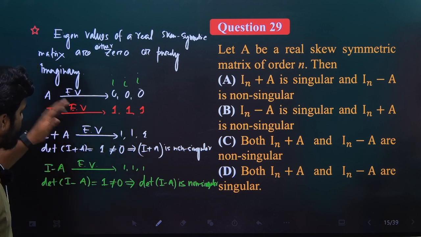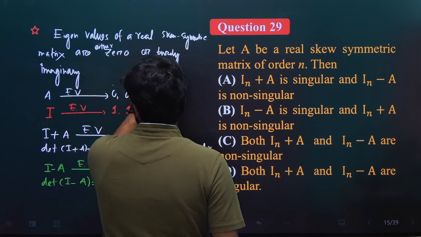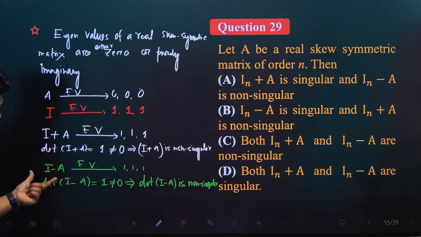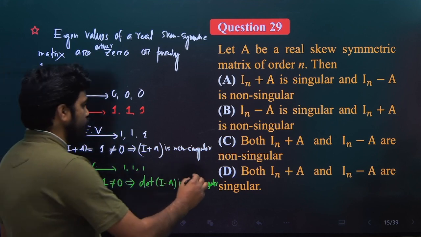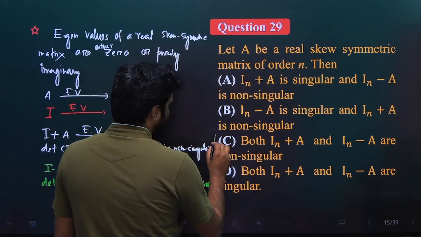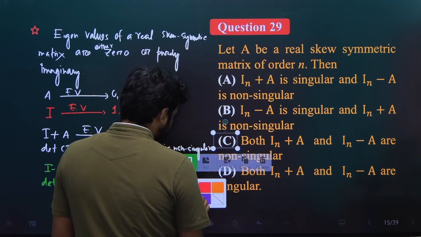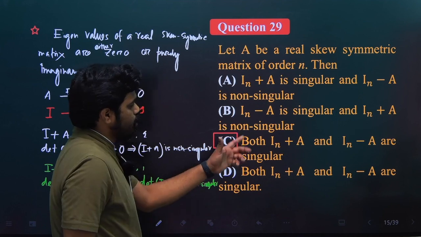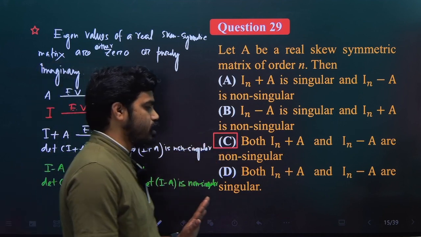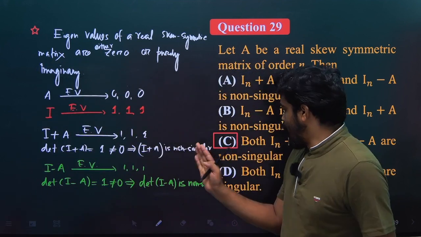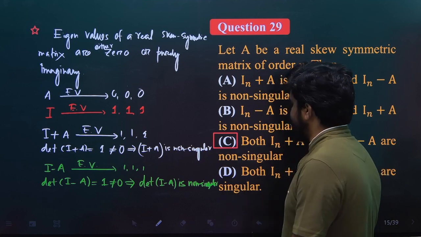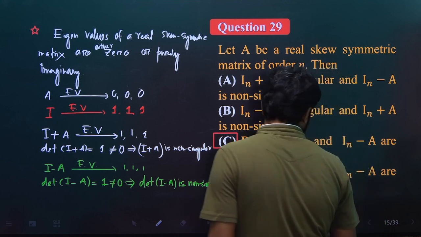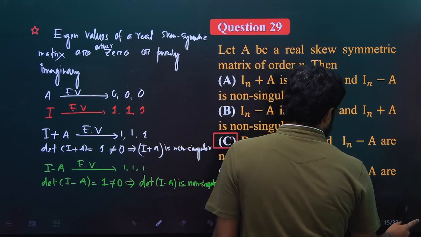So we conclude that I plus A or I minus A are non-singular, that is both I_n plus A and I_n minus A are non-singular. So option C is the correct answer. Okay, I_n plus A as well as I_n minus A are non-singular. Okay, so option C is the correct answer. Okay, so next example.